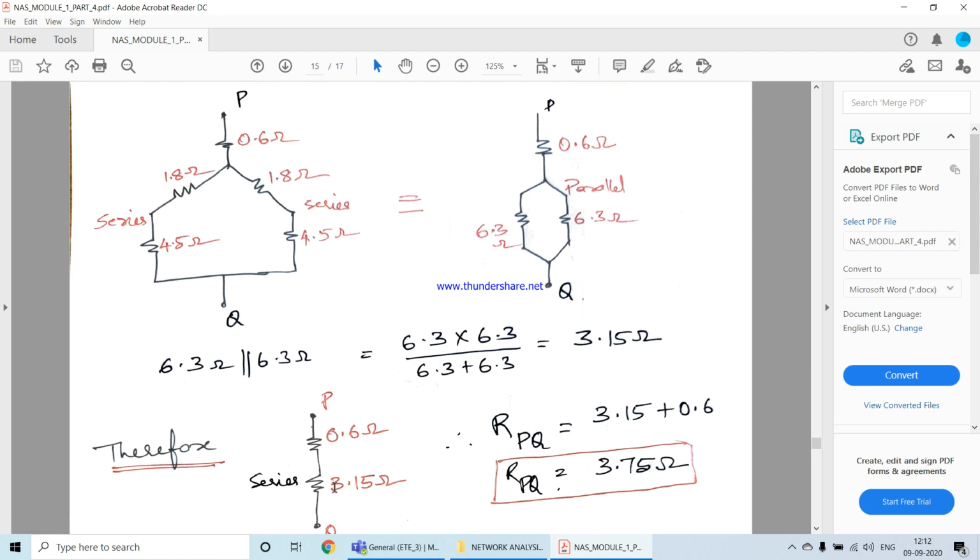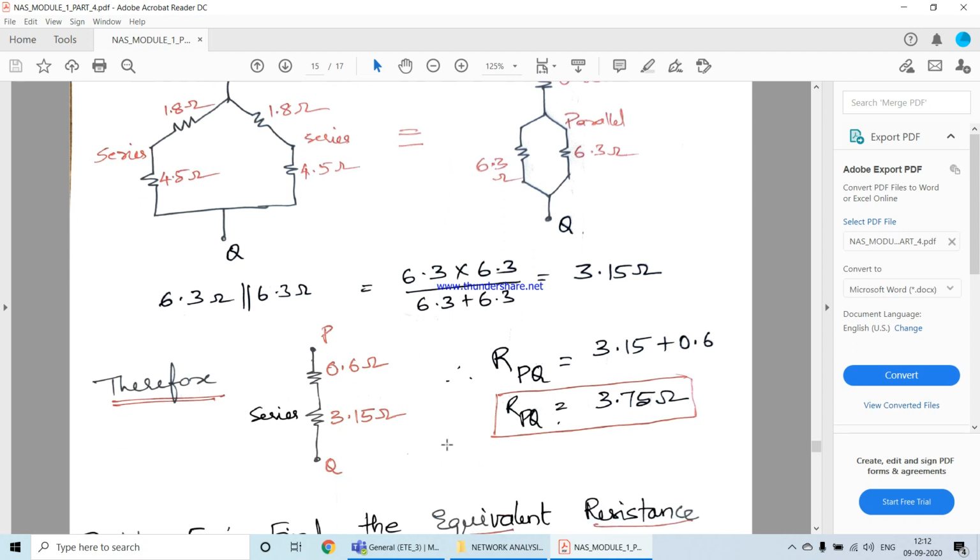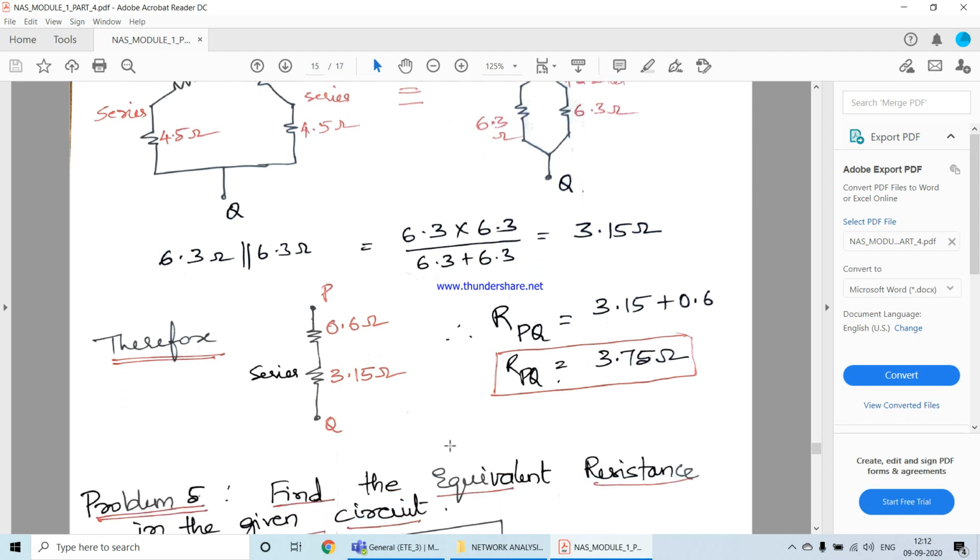And that 3.15 ohms will lie in series with 0.6 ohms. Therefore, finally the equivalent resistance RPQ will be equal to 3.75 ohms. I hope this problem is clear to you.